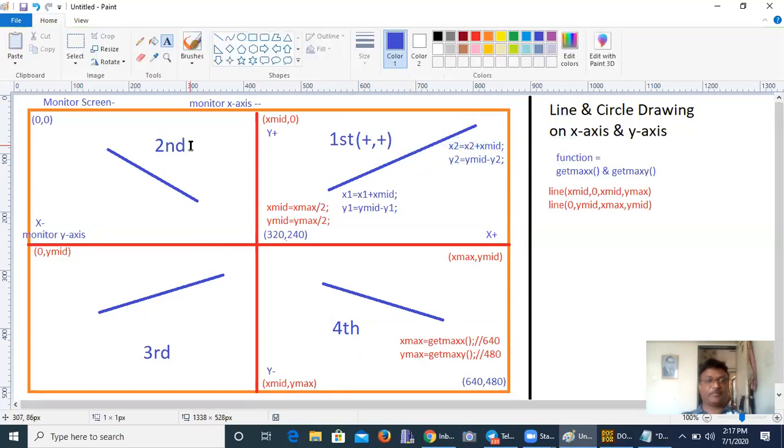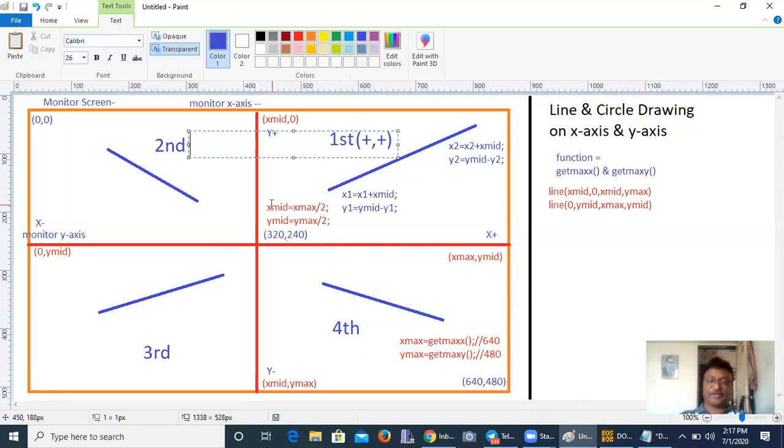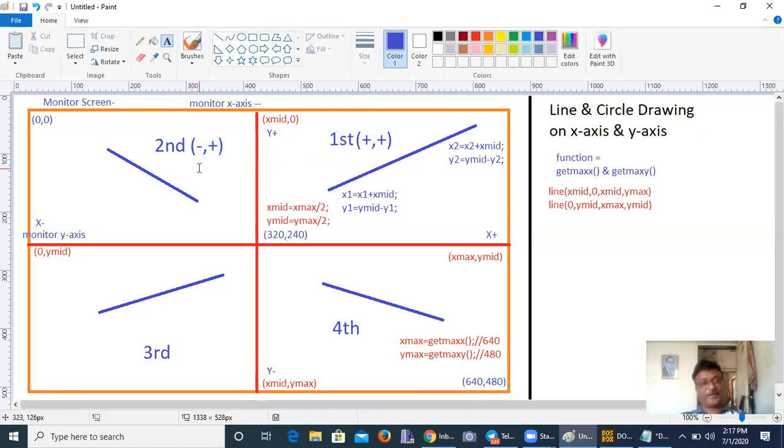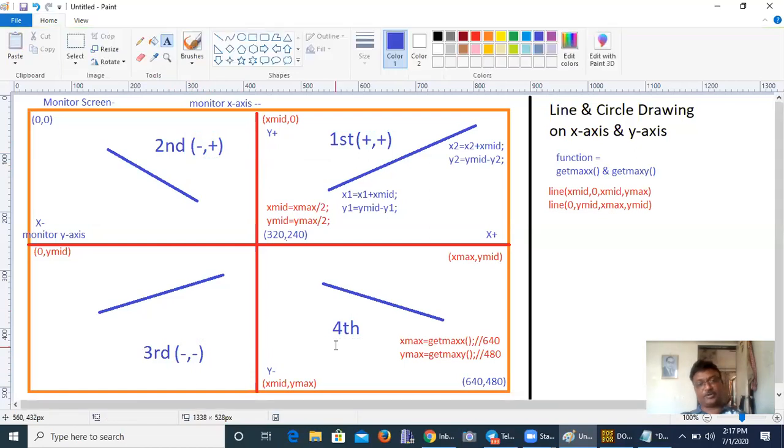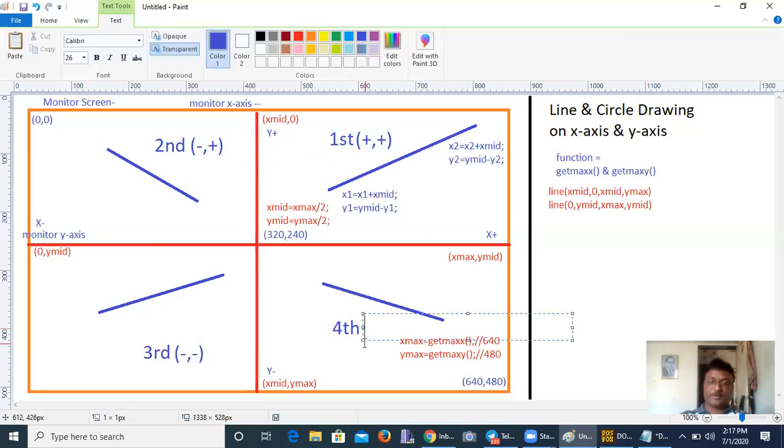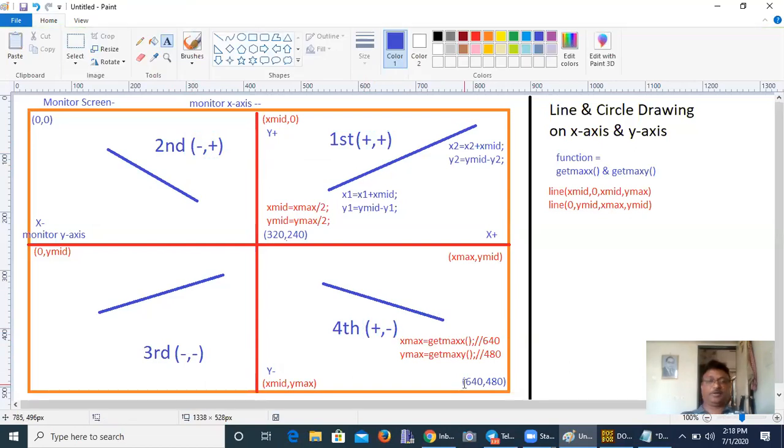Suppose the user enters x negative, so that is minus plus. So the user may enter minus plus values, and your line should appear in the second quadrant. The third one is both minus values, so your line should appear in the third quadrant. And over here plus minus, so your line should appear in the fourth quadrant. So the user may enter any values, the user has freedom.